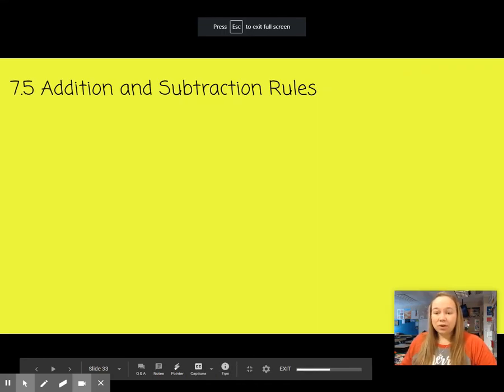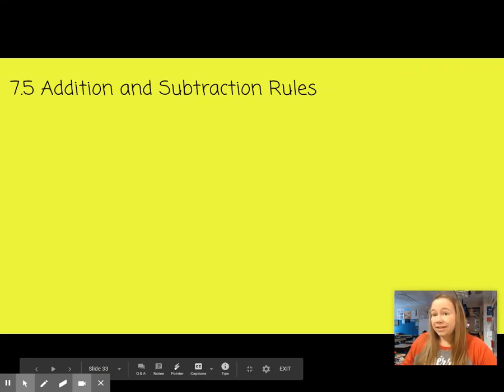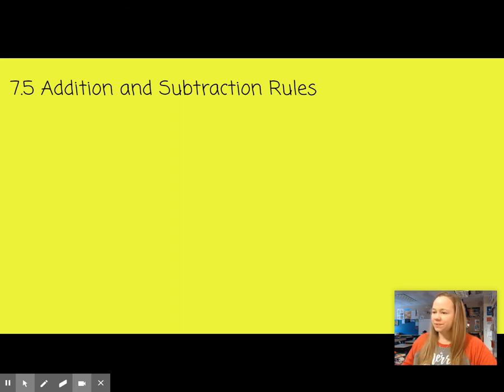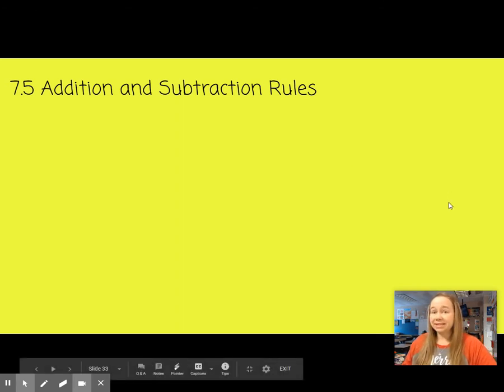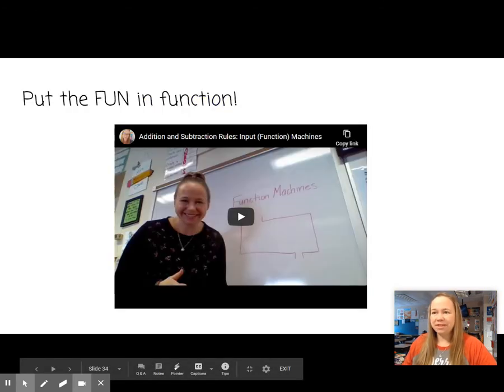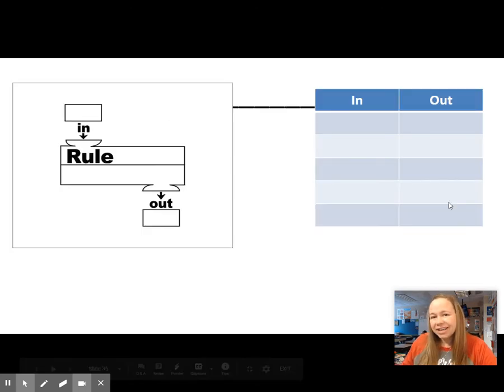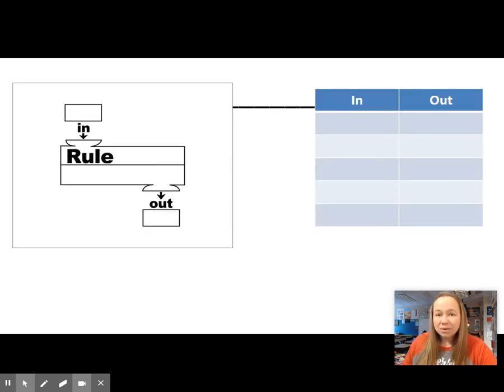Hey there! Today we are going to work with 7.5 addition and subtraction rules. Let's get started. And today we're going to put the fun in function. Have you heard of a function table or a function machine? So fun. Let me get my little tool out.